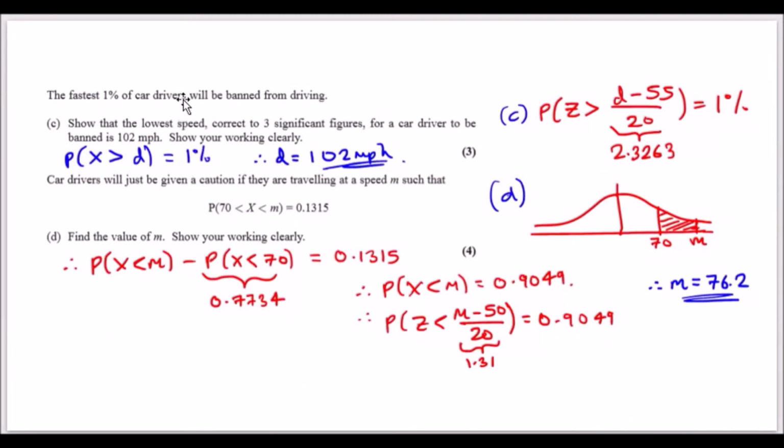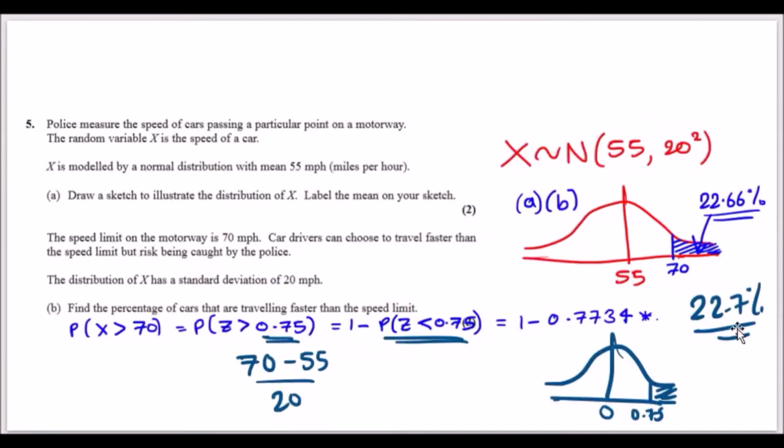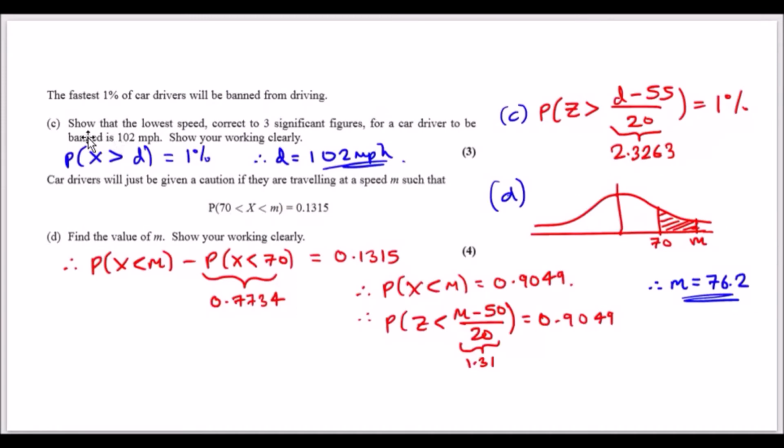So the fastest 1% of cars will be banned from driving. Okay, so fastest 1%, so you're talking about literally the end points of the tail. Now C, show that the lowest speed corrected to 3 significant figures for a car driver to be banned is 102 miles per hour. Show your working clearly.